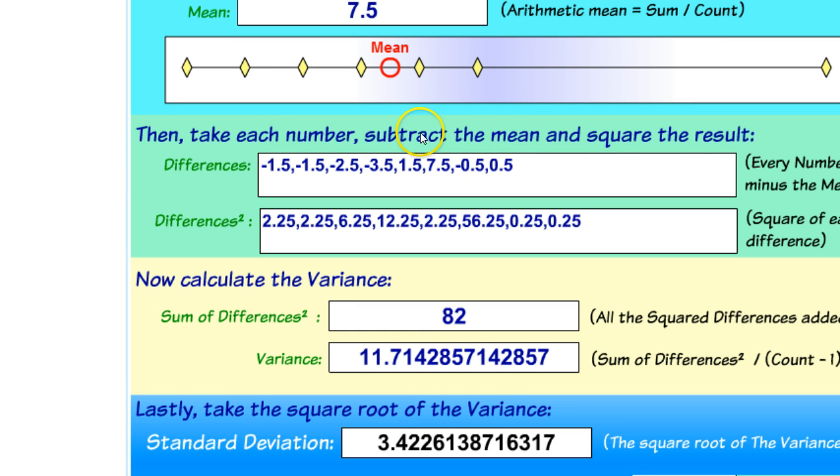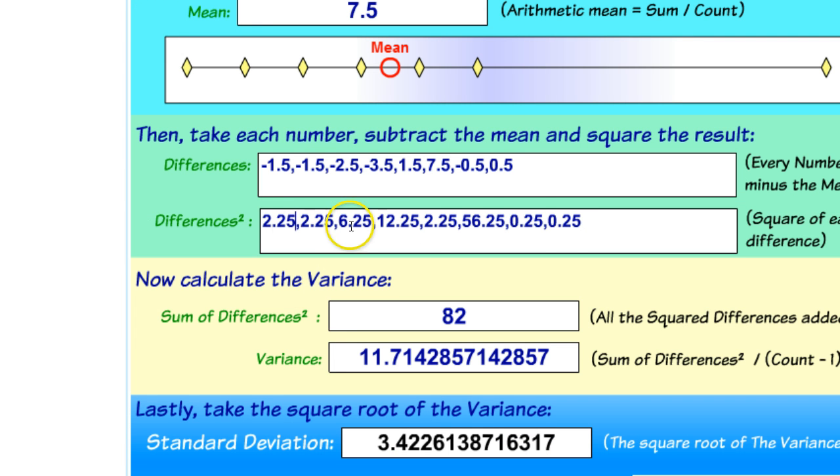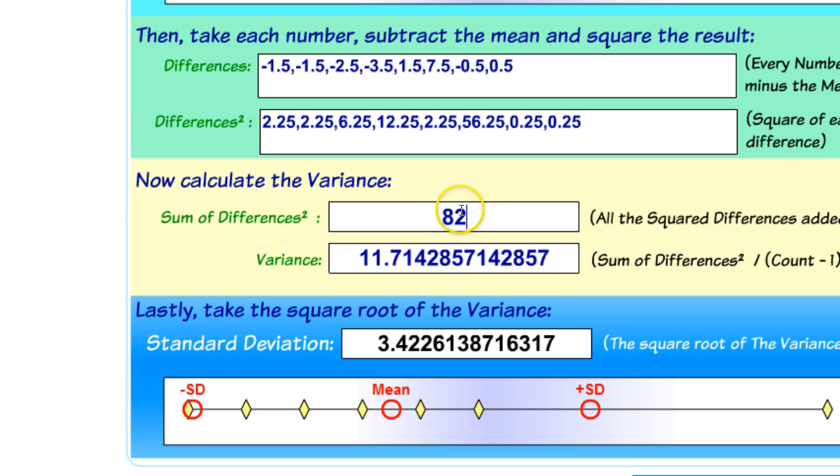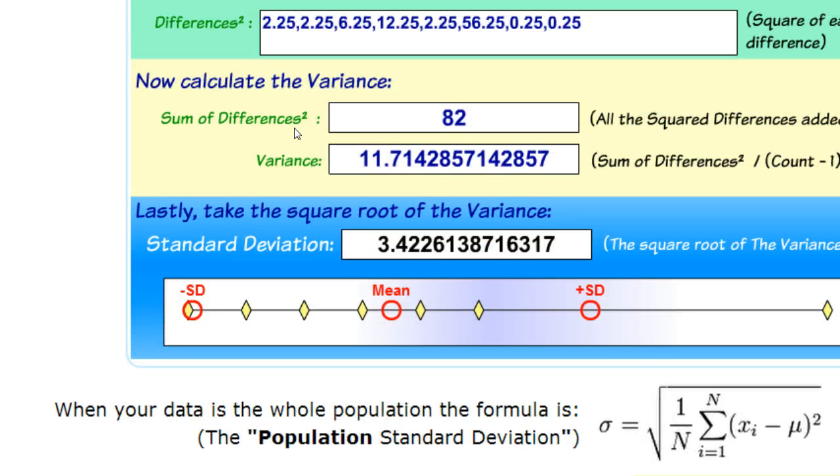Okay, then take each number, subtract the mean, and then square the results. So in other words, we take 6, we minus 7.5, which would be negative 1.5, and then we square it, and we would get 2.25. Okay, and then you do that for each number, and then you add them all up, and you would get 82. Okay, now, if you take that number and then divide it by the count, in other words, the sample, which would be 8 numbers, and minus 1, which would be 7. If you divided this by 7, you would get the variance. Okay? And if we square root this number, we get the actual standard deviation.